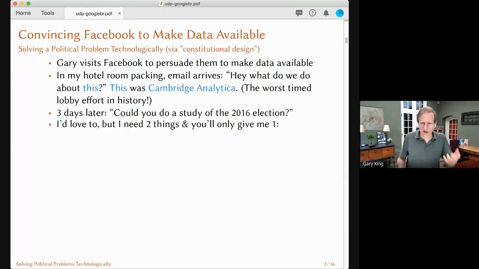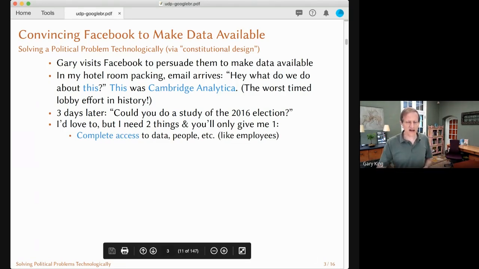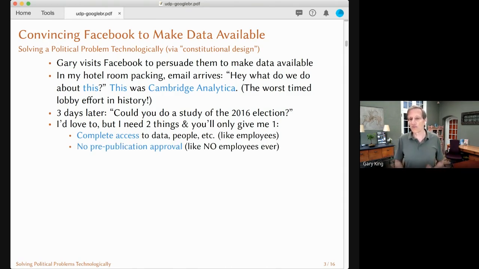And he said, well, what are those two things? I said, the two things are, first of all, complete access to the people and the processes and the platform and the data, just like you give employees. Of course, I'd need all that to do the study, but I need a second thing in order for the study to be reputable. I need no pre-publication approval by the company. Employees don't get that, of course, right?